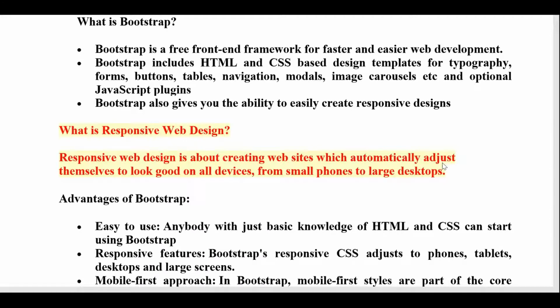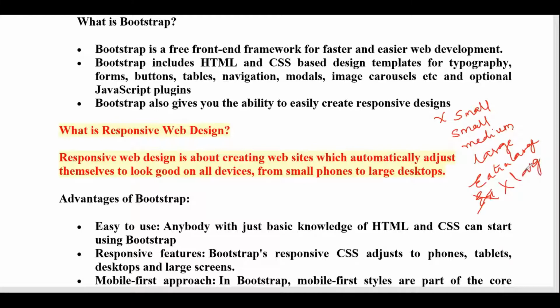Let us try to understand what is responsive web design. Responsive web design is about creating websites which automatically adjust themselves to look good on all devices, from small phones to large displays. There are certain kinds of devices like this: extra small devices, like your smart watches and all that, then small devices, then medium devices, then large devices, extra large devices, and extra extra large devices. So these are the various devices that we have today. And responsive web design is about creating websites which automatically adjust themselves to look good on all devices, from small phones to large, extra large screens.